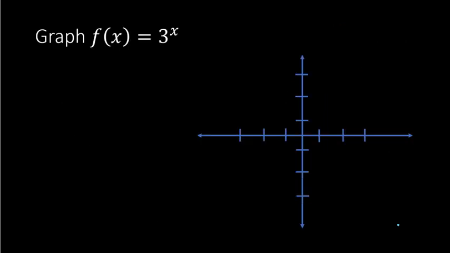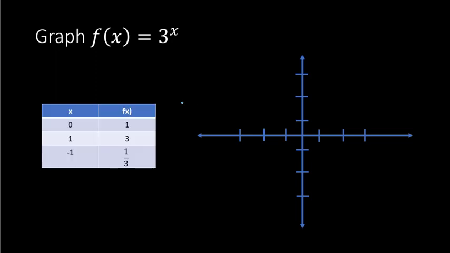So say we have f of x equals 3 to the x power, and you were told to graph this. We could plug in different values for x. Here we have 3 to the 0 power, which would be 1. So when x is 0, y is 1. If x is 1, we have 3 to the first power, which is 3. So when x is 1, y is 3. If x is -1, that would be 1 over 3 to the first power, which is 1 over 3.